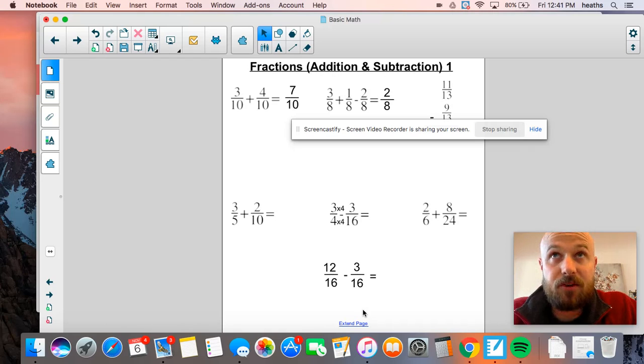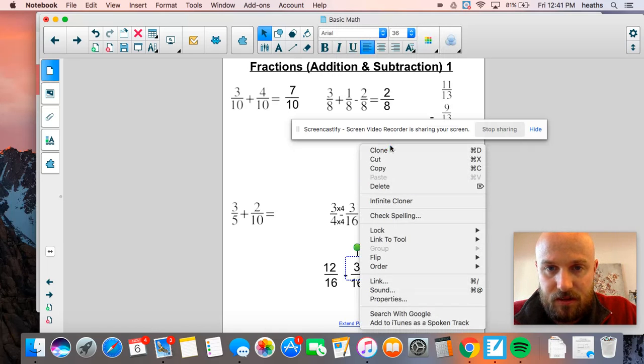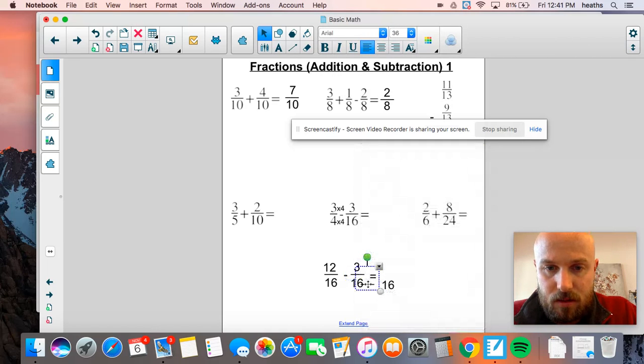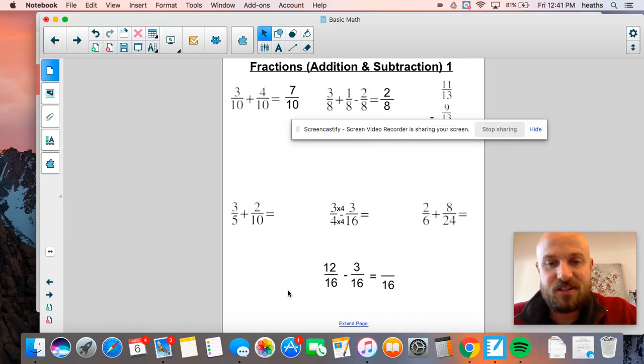Now we did what we needed to. We have created fractions that have the same denominator or bottom number, which is 16. And then all we're going to do is add or subtract our top number based on what our operation tells us to do. And in this case, we're subtracting. So we're going to do 12 minus 3, which gives us 9. And your final answer is going to be 9/16.